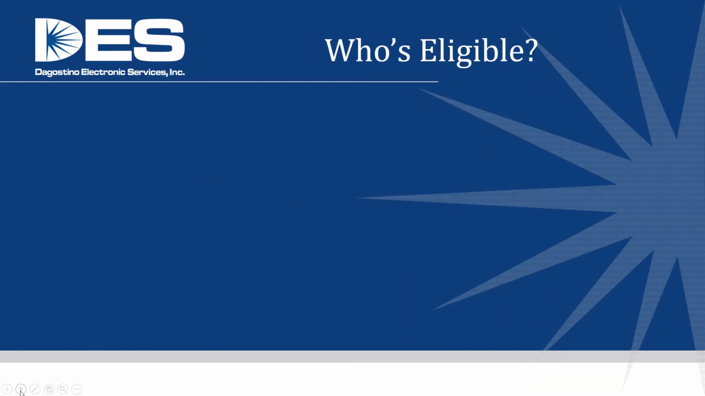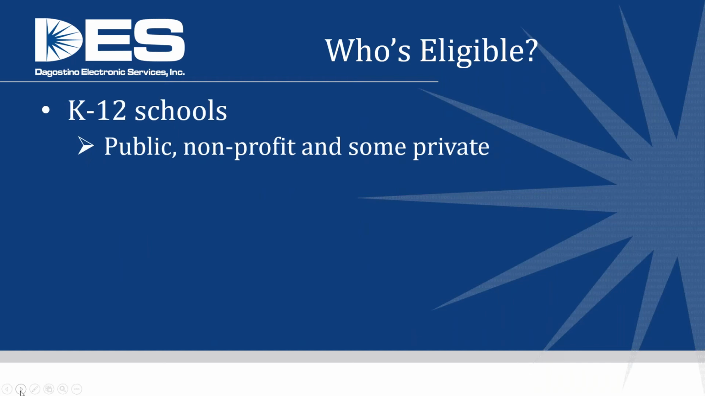So who's eligible? K through 12 schools, public, nonprofit, and some private. Basically, schools that are eligible have to meet the definition of either an elementary school or a secondary school under the No Child Left Behind Act of 2001. The big thing here is that schools that serve above grade 12 are not eligible, and they must be a nonprofit, institutional, day, or residential school, including public. They can include public elementary and secondary charter schools that provide the equivalent education.